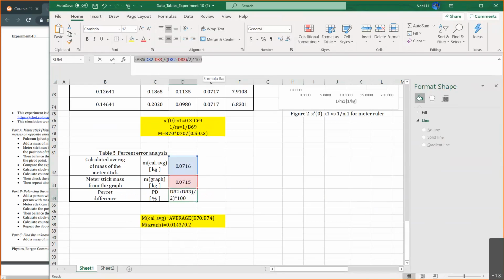Doing percentage difference, not percentage error. You can see it's a very small value. The reason is this data set is actually artificially created from the in-person class data set, but I artificially edited it to get a fairly accurate value. Otherwise, usually it's going to be a very large error. Okay, any question?